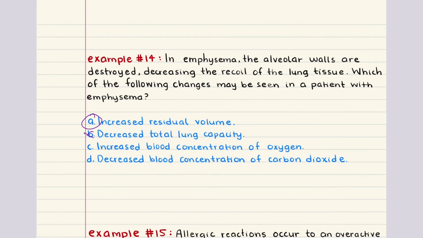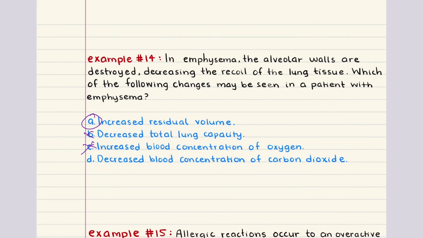C says increased blood concentration of oxygen. That wouldn't make sense here. Emphysema impairs gas exchange, so oxygen levels actually decrease. Finally, D says decreased blood concentration of carbon dioxide. Again, not likely. If exhalation is impaired, carbon dioxide tends to build up in the lungs and blood, so carbon dioxide levels usually rise, not fall.